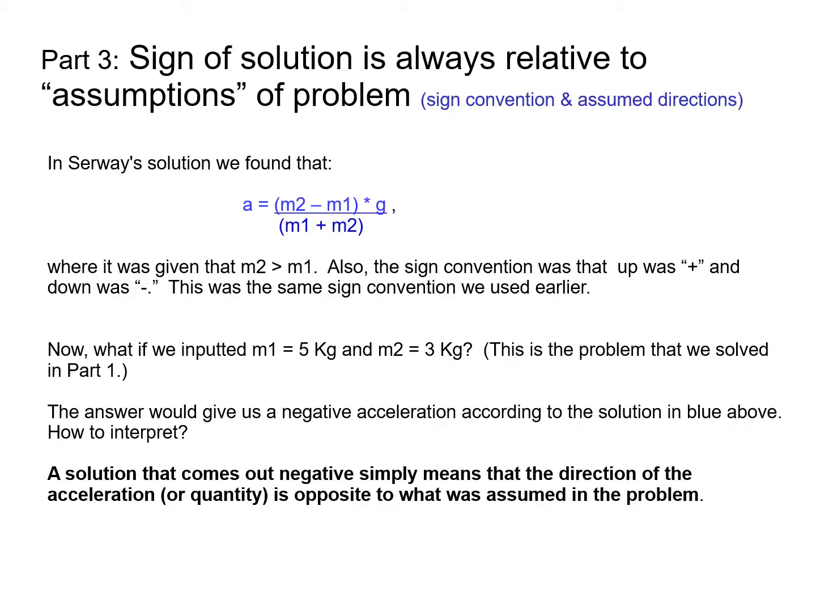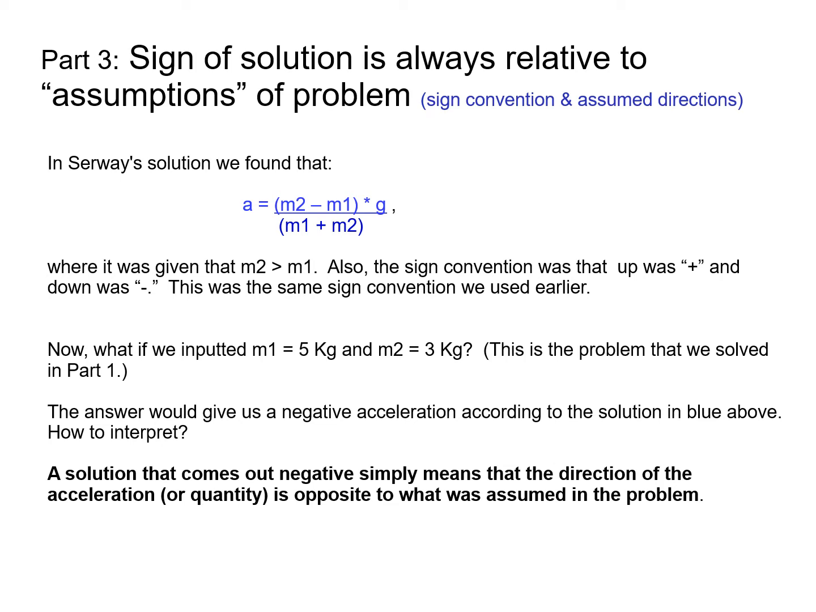So here we've reproduced Surway's solution for the acceleration from the previous slide. And it is true the answer is positive when m2 is greater than m1. And this means that our assumed directions for acceleration are correct. That is, in this instance, m2 would move down and m1 would move up.